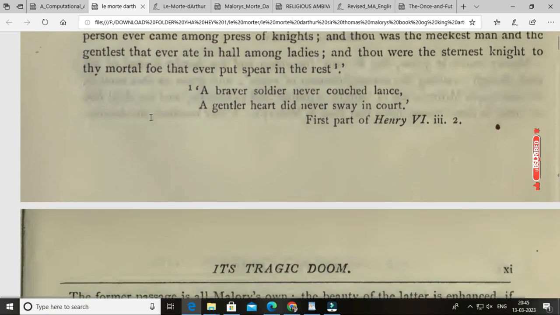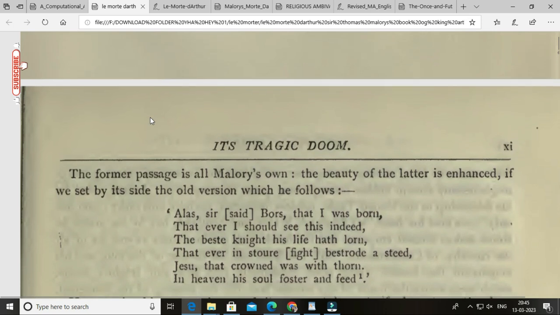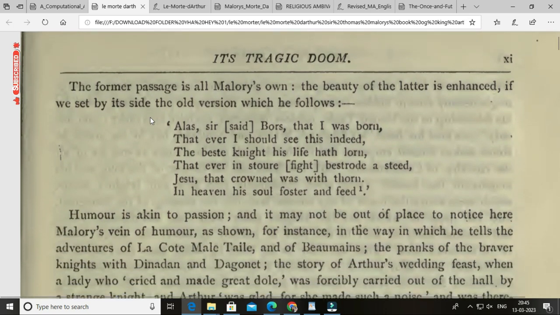First Part of Henry VI. The former passage is all Malory's own. The beauty of the letter is enhanced if we set by its side the old version which he follows.